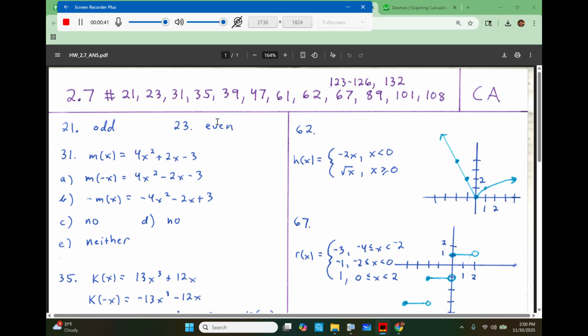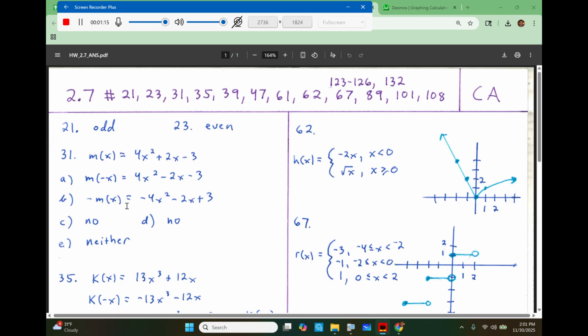So 31. So I'm just going to do some work here in 31. So here's the original m of x function here, and I want to create the negative. So for a, I need to find m of negative x. So I'm just going to replace every x with a negative x. So if I do that, this changes sign, and that goes here, because if you square a negative x, that's going to be positive x squared, but then 2 times negative x is minus 2x. So this is the m of negative x function.